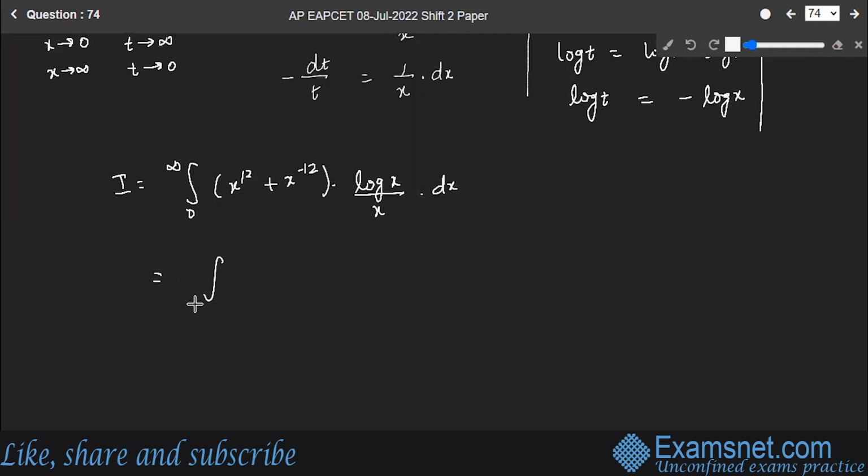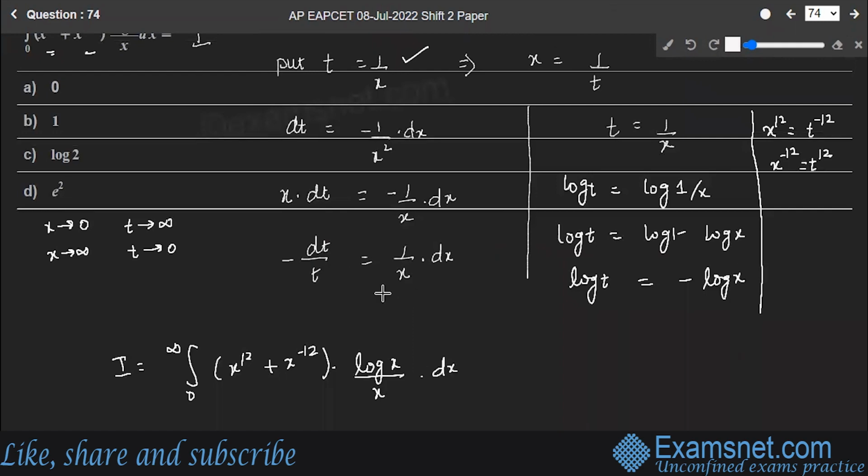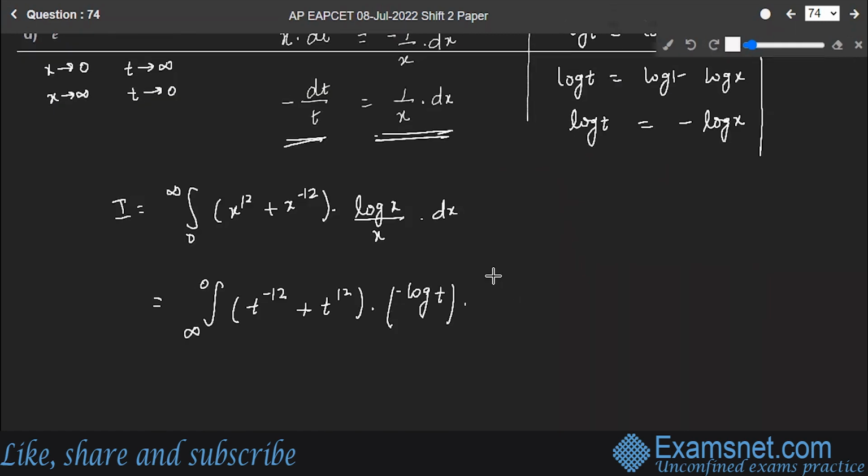So this will be equal to the integral from infinity to 0. x raised to the power 12 can be written as t raised to the power minus 12, and x raised to the power minus 12 can be written as t raised to the power 12. Log x upon x, this can be written as log x equal to minus log t, and dx upon x is equal to minus dt upon t. So minus dt upon t, right?